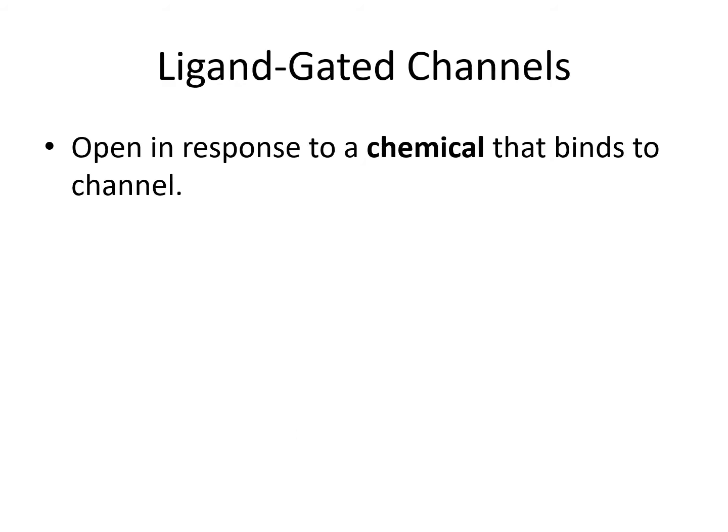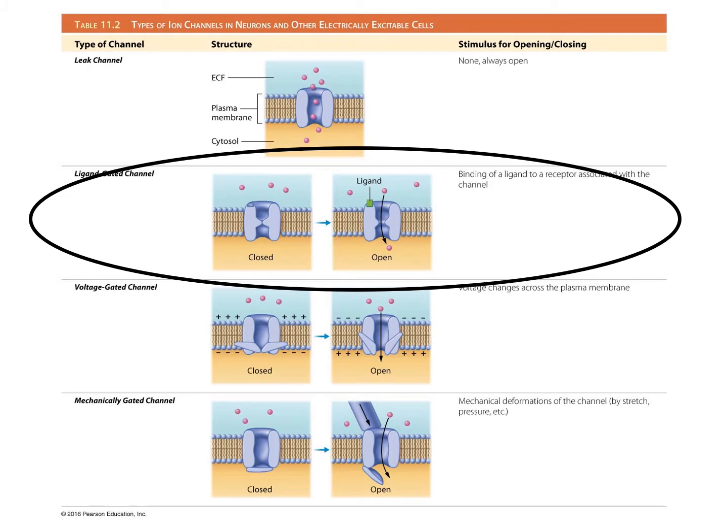Ligand-gated channels open in response to a chemical that binds to a receptor site on the channel. In SCB 203, you learned about the acetylcholine receptor. That was an example of a ligand-gated channel in which two acetylcholine molecules bind to the protein to open the channel up. Here, in this second one, we circled the ligand-gated channel. You can see in the left picture it's closed, and on the right one, the ligand is bound, and now it's open.